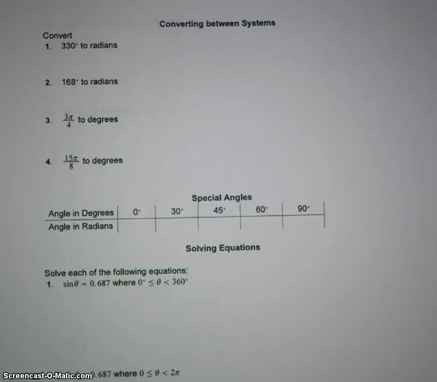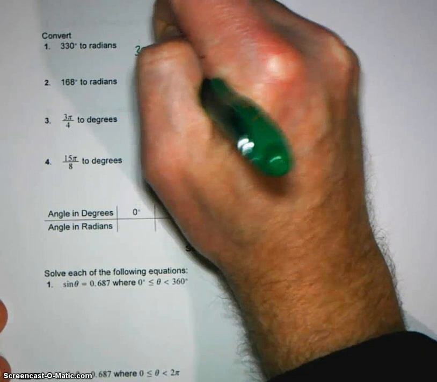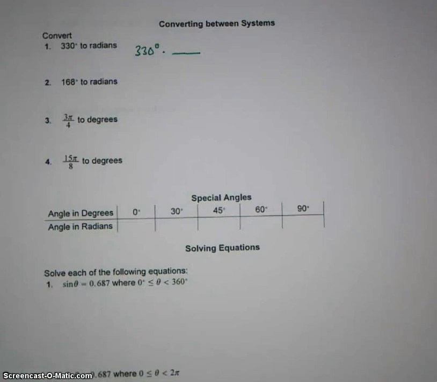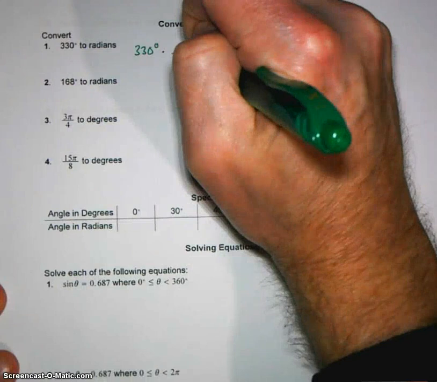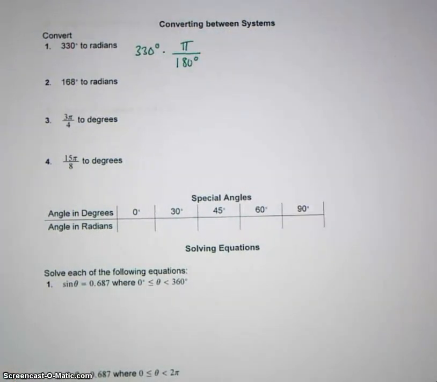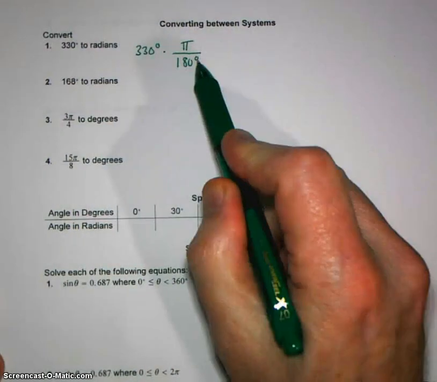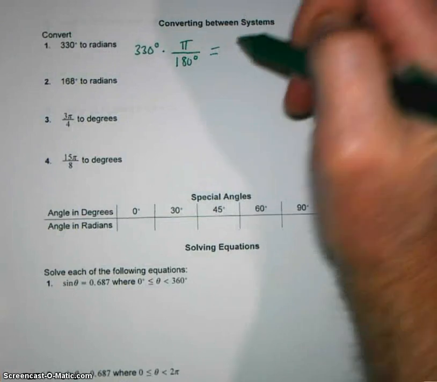Okay. Well, that allows us to convert back and forth between the 2 systems. So if I start with 330 degrees and I want to convert it to radians, I'm going to multiply by something. I'm going to multiply that by the number 1. But it's going to look unusual. It's not going to look like the number 1. I'm going to use the fact that pi radians is the same as 180 degrees. So I have degrees on top, degrees on bottom. The degrees reduce out, and I'm left with radians.